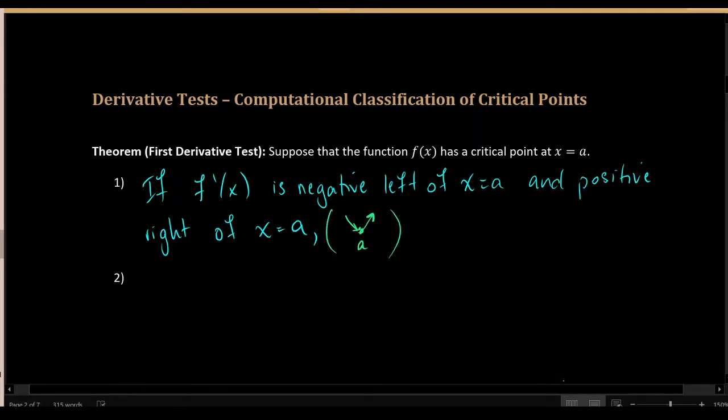Now from the picture you can tell that if the function has this behavior, then x equals a is going to correspond to a minimum location. It may not necessarily be the global minimum of the entire function. In fact, f of x may not even have a global minimum, but at least it's going to be a local minimum. f of x has a local min at x equals a.